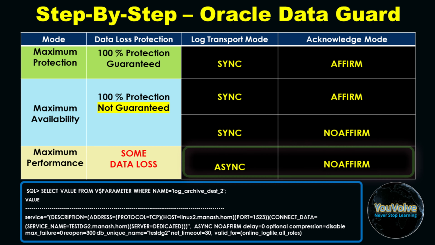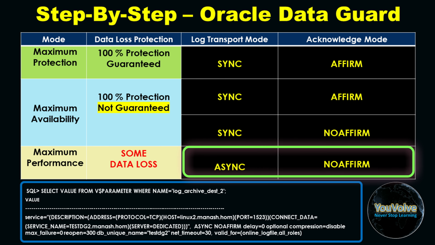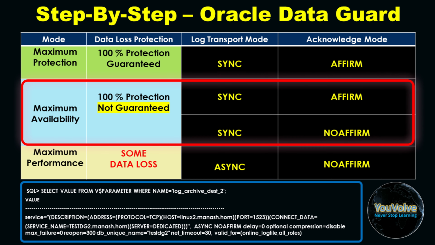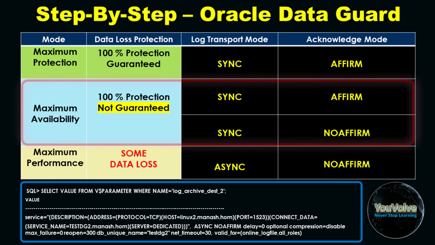In slower networks, this mode fits well where performance of the primary database matters more than the data protection. But if a disaster happens to the primary, this mode results in losing some of your most recent changes which were not yet propagated to the standby. Next, let's take the maximum availability mode.